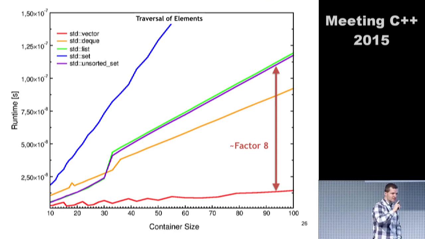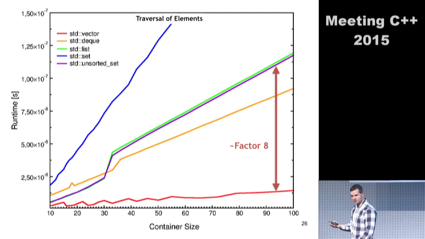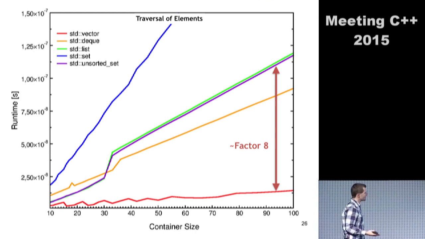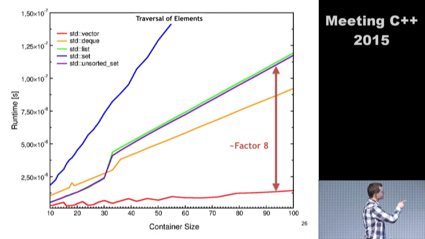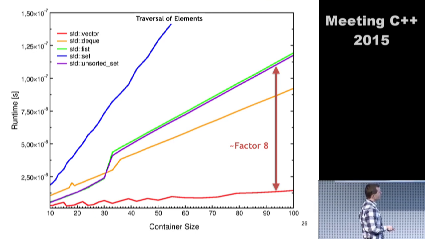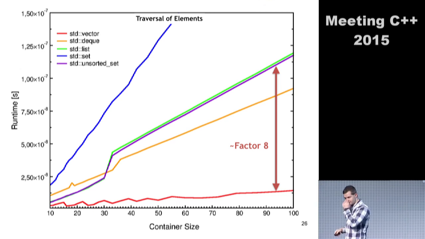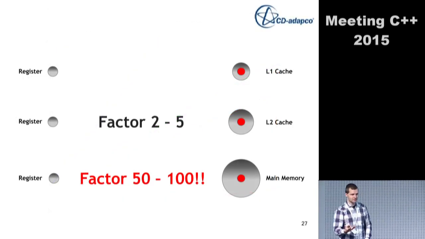Okay, the first lesson we've learned is if you really want to traverse your elements very often, you should consider using vector-like data structures. Everything else will give you a heavy performance penalty. Okay, also factor of 8 for the unordered set. Okay, the reason is basically very simple. You already said it. It has to do with cache locality.